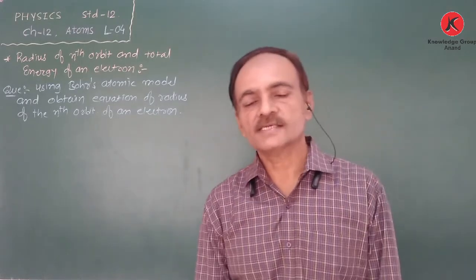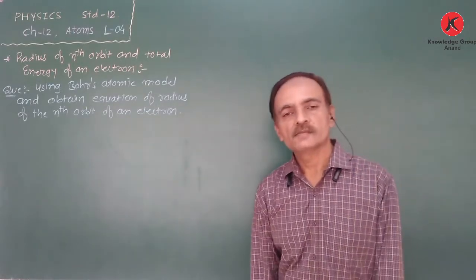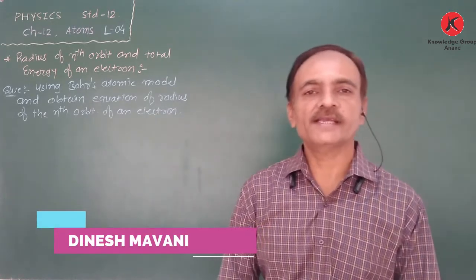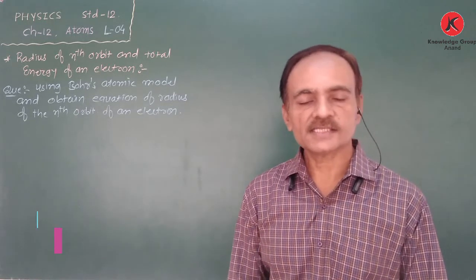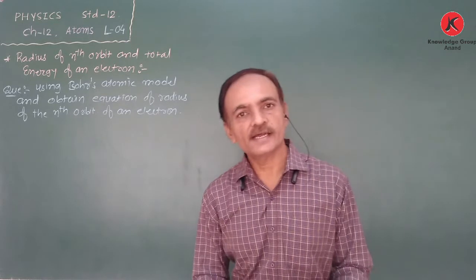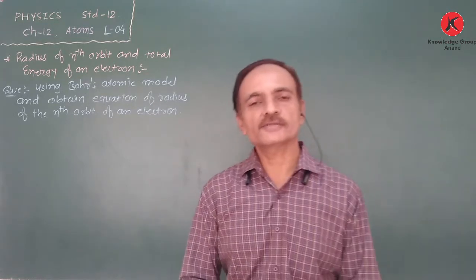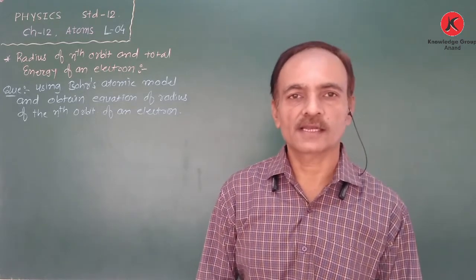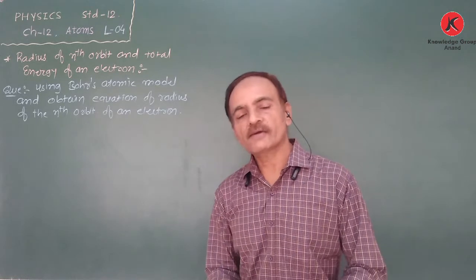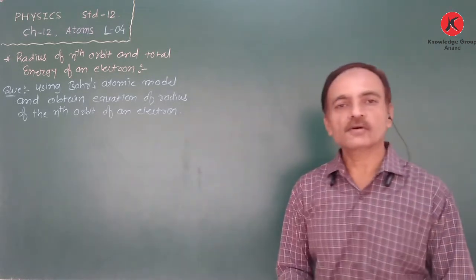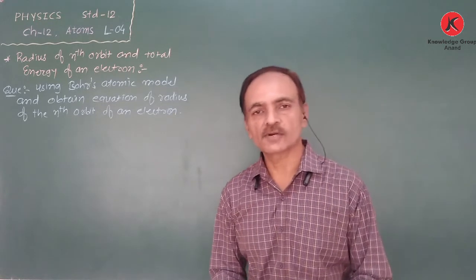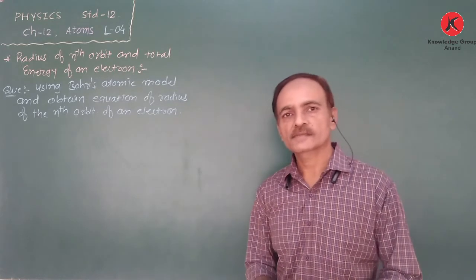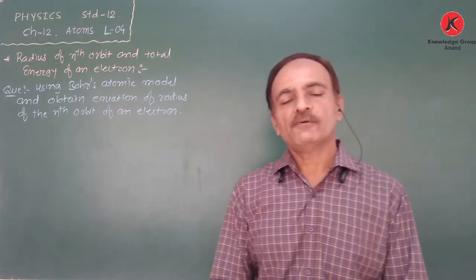Good morning, friends. Last time we discussed Bohr's atomic model, because Rutherford's atomic model cannot explain the stability of an electron. Thus, Niels Bohr in 1913 introduced three hypotheses which are added to Rutherford's atomic model. So today we are going to discuss the radius of the nth orbit of an electron using Bohr's model, and the total energy of an electron in the nth orbit with the help of the hypotheses suggested by Niels Bohr.